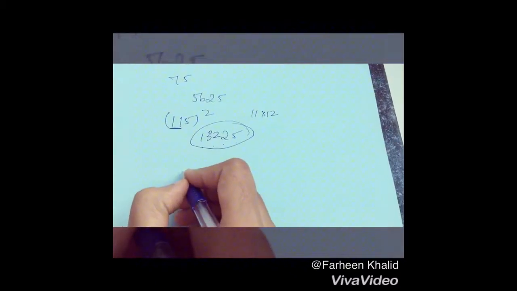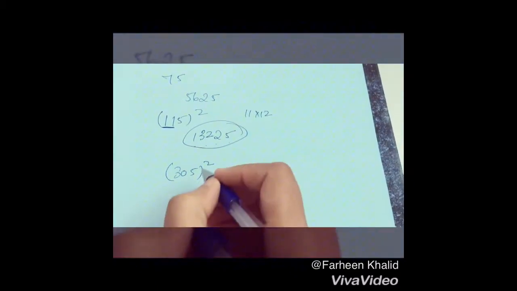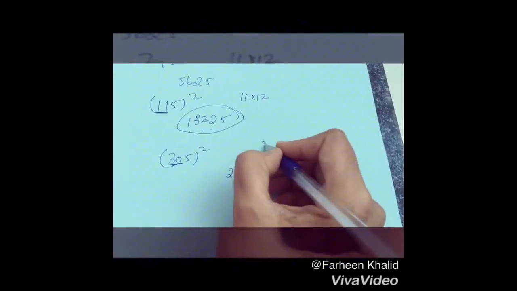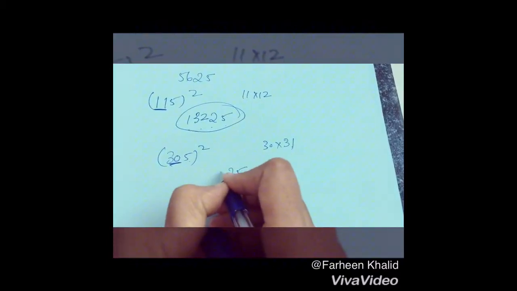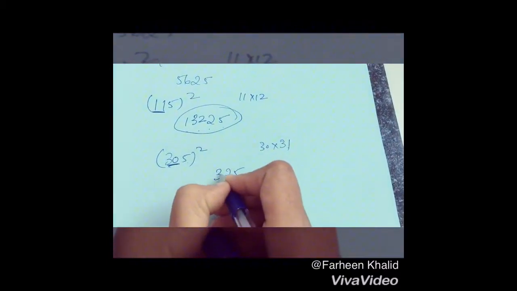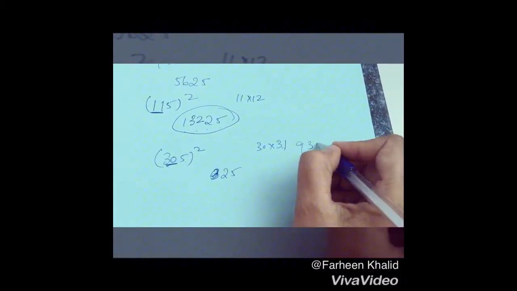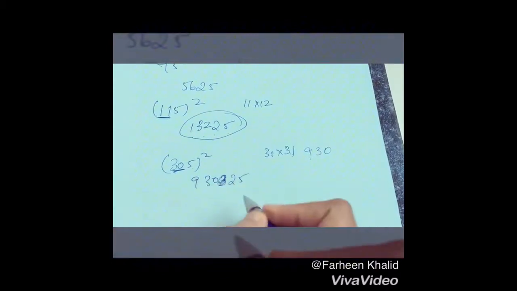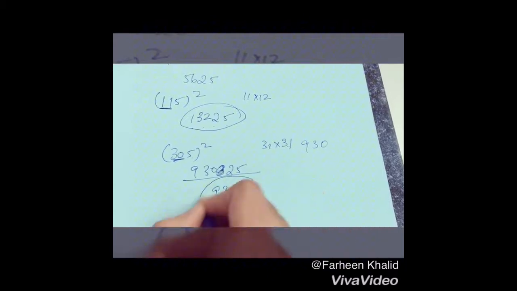Let's do one last one. It is 305 square. So you put the 25 here, and then you have 30 times 31, which is 3 times 1 is 3, 3 times 3 is 9, and you have a 0 here because there's a 0 here, so it's 930. So your answer is 93025.